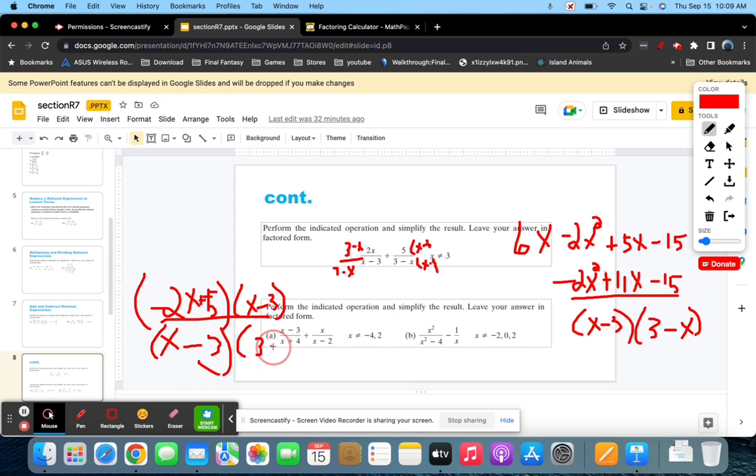And you can see that the x minus 3's will cancel. And so your final answer will just be negative 2x plus 5 over 3 minus x. Okay, a lot of work. I'm going to let you do the rest because, as I said, that is a lot of work. But if you can factor everything, it ends up being able to cancel that stuff.